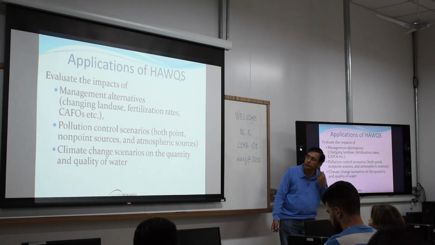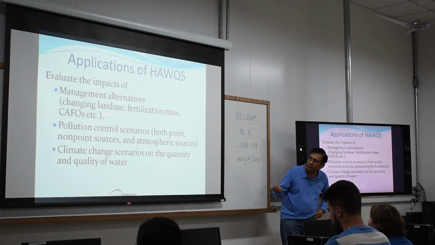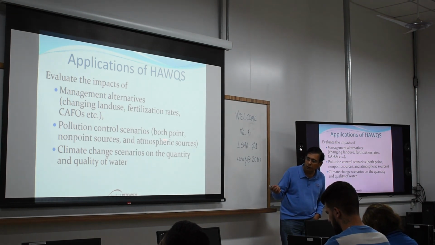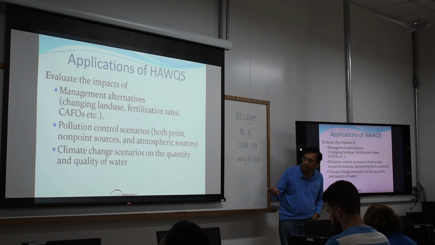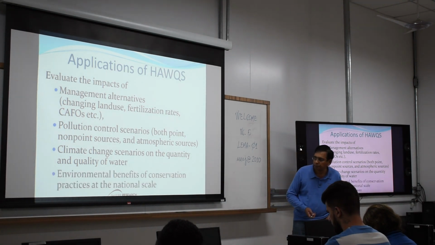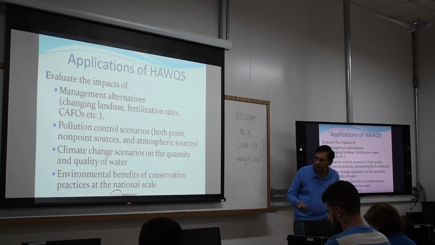So some of the analysis you can do with Hawks is you can look at different management, changing land use, different fertilization rates, different animal operations, or you can do different pollution control scenarios, both point and non-point source or atmospheric sources, or you can also evaluate climate change aspects. Okay? And you can also look at the environmental benefits of conservation practices at national to regional scales.